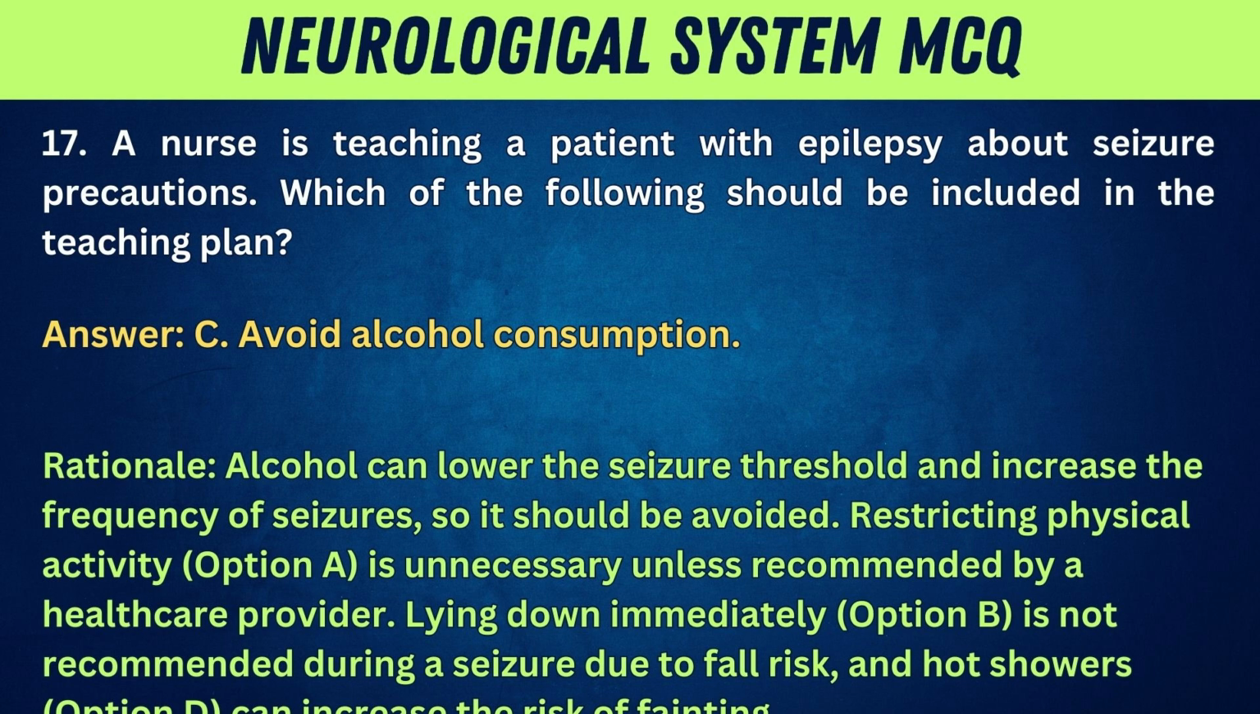Rationale. Alcohol can lower the seizure threshold and increase the frequency of seizures, so it should be avoided. Restricting physical activity, option A, is unnecessary unless recommended by a healthcare provider. Lying down immediately, option B, is not recommended during a seizure due to fall risk, and hot showers, option D, can increase the risk of fainting.